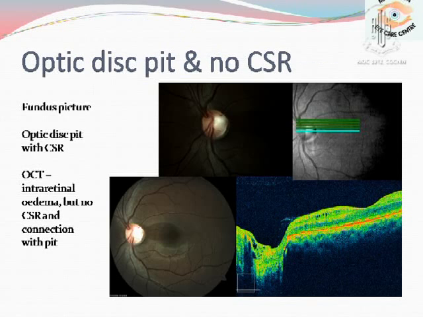Another case, again we have an optic disc pit here, and the fundus picture looks like there is another case of serous detachment of the macula which is communicating with the optic disc pit. But once we do an OCT, we find out that there is some spongiform edema of the retina, but there is no connection here.